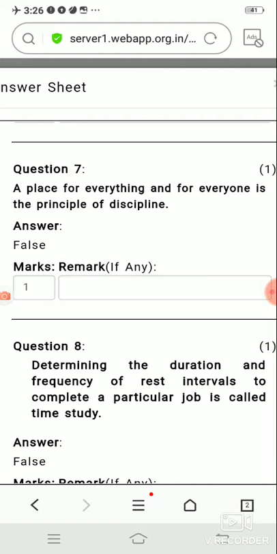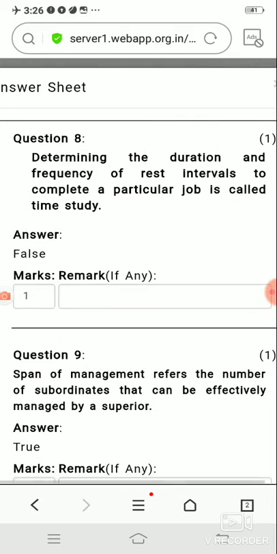Because a place for everything and for everyone is the principle of order. Next is: determining the duration and frequency of rest intervals to complete a particular job is called time study. Now this is wrong. Why?